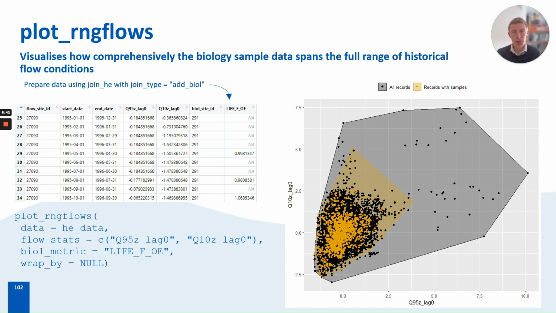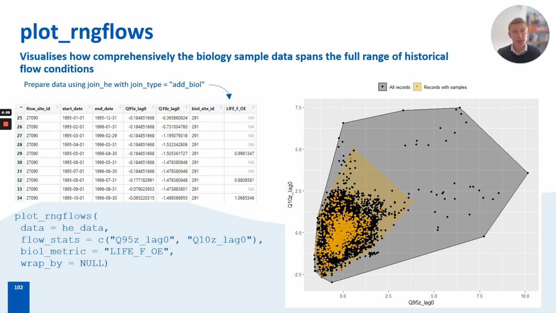The other thing we can do with the HE toolkit is to explore how well our biological sample data covers the range of historical flow conditions. When we're modelling the effect of flow history on a biological receptor, we ideally want our sampling data to cover both wetter and drier periods, ideally over several different cycles as we go back in time.